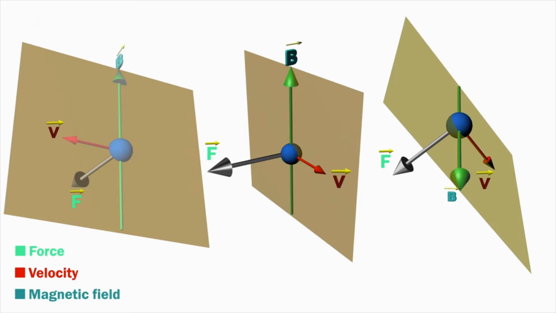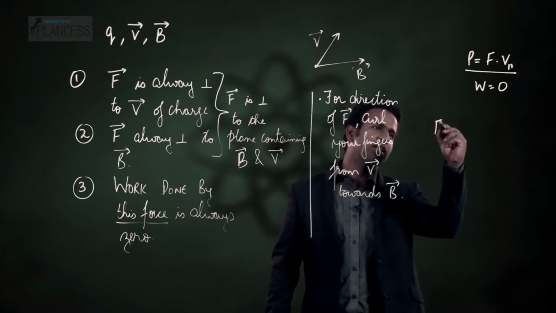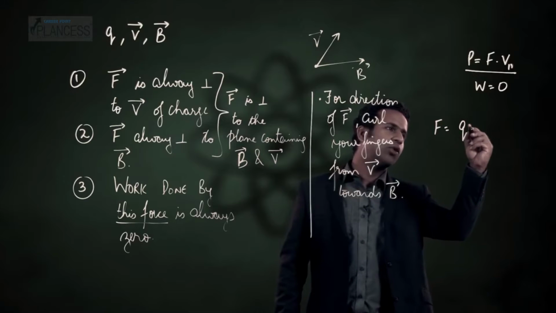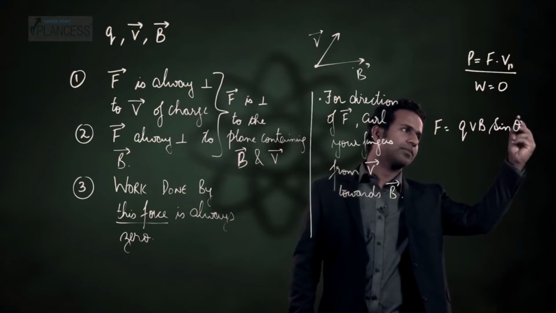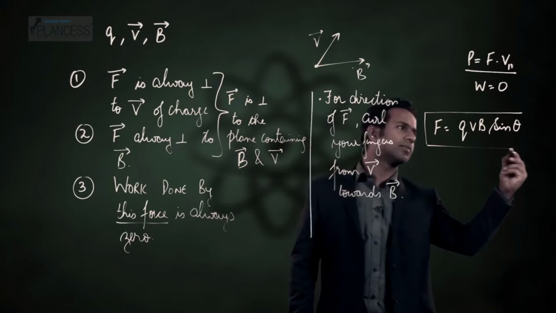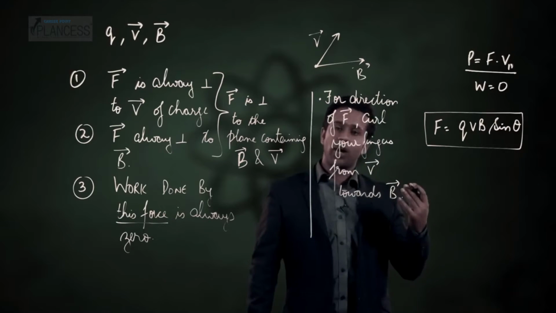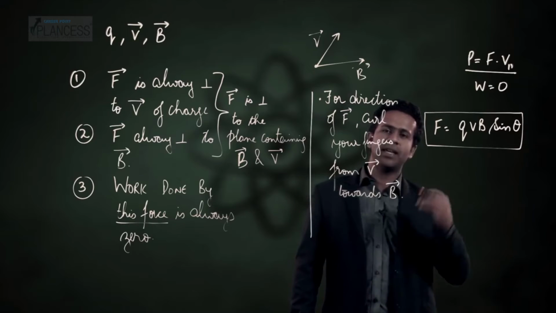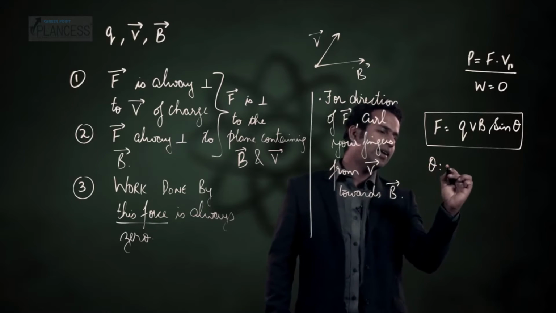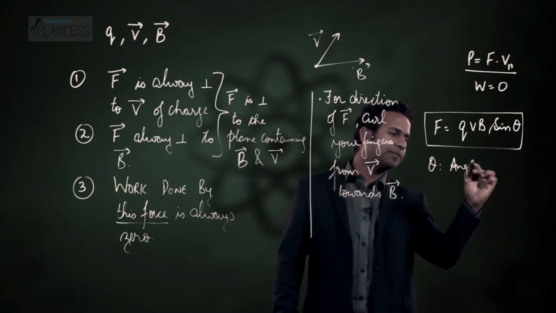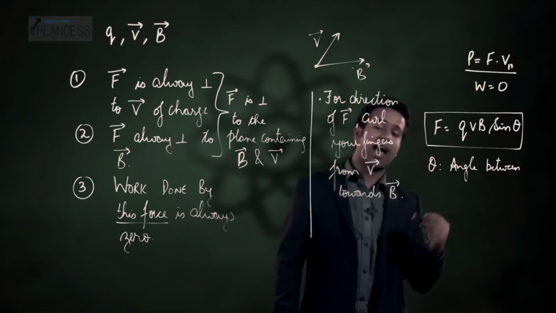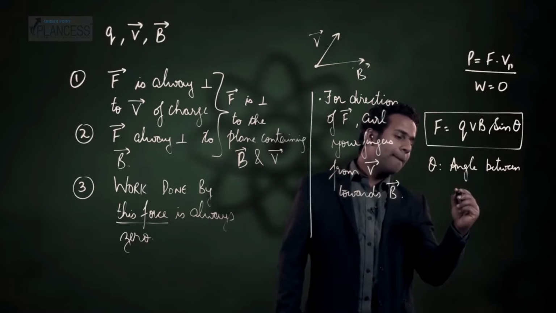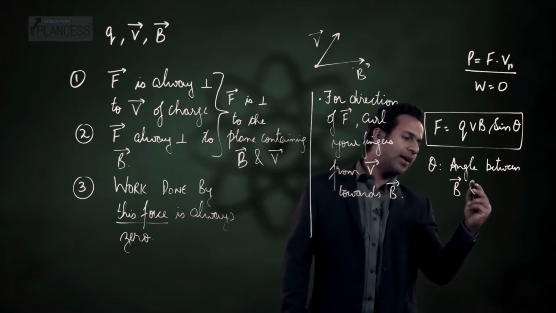Right. Now, we know these properties of the force and we have found the direction of the force. We have not yet discussed the magnitude of force. So the magnitude of force is given by QVB sine theta, where we already know what Q, V and B are. Theta here is the angle between magnetic field and velocity.